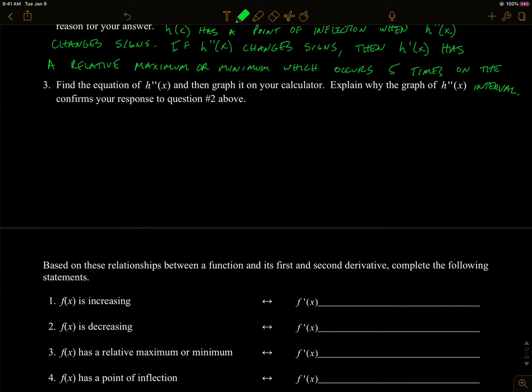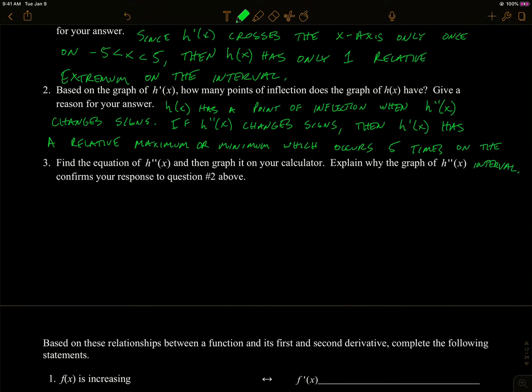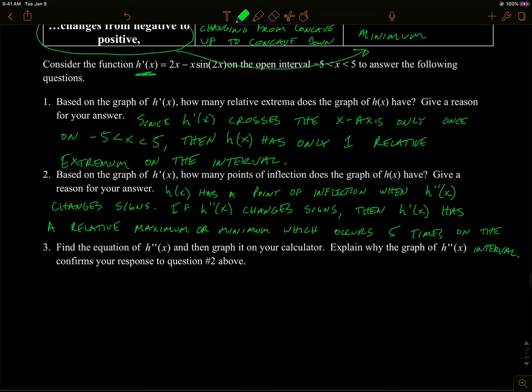Okay, last one is find the equation of h double prime of x and then graph it on your calculator. Explain why the graph of h double prime of x confirms your response. So we're just checking to see if we knew what we were talking about there, right? So I'm going to pause the video, or you should pause the video here. Find the derivative of h prime to get h double prime, graph it on your calculator, and then come back and see if you got it right.